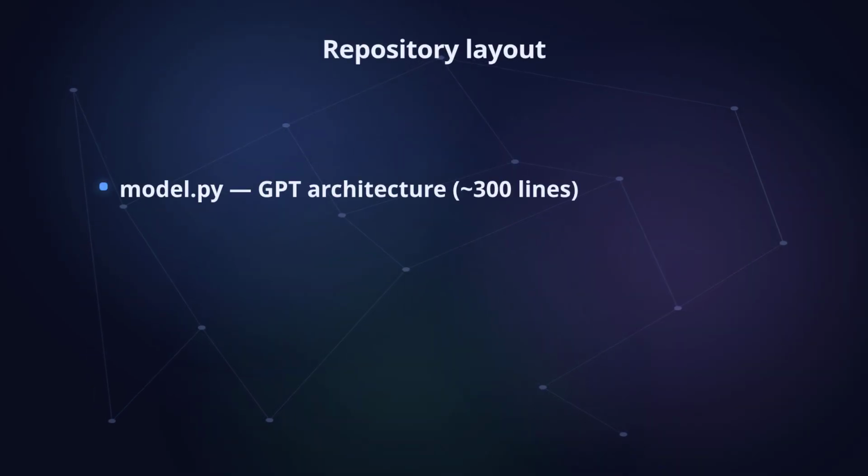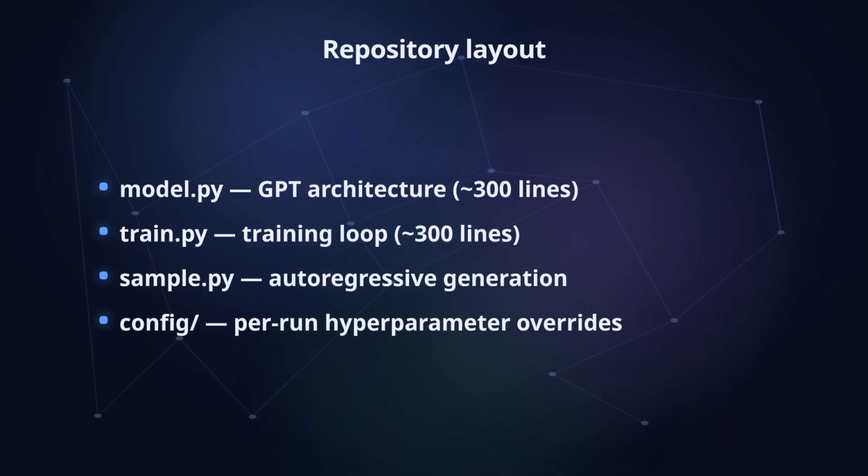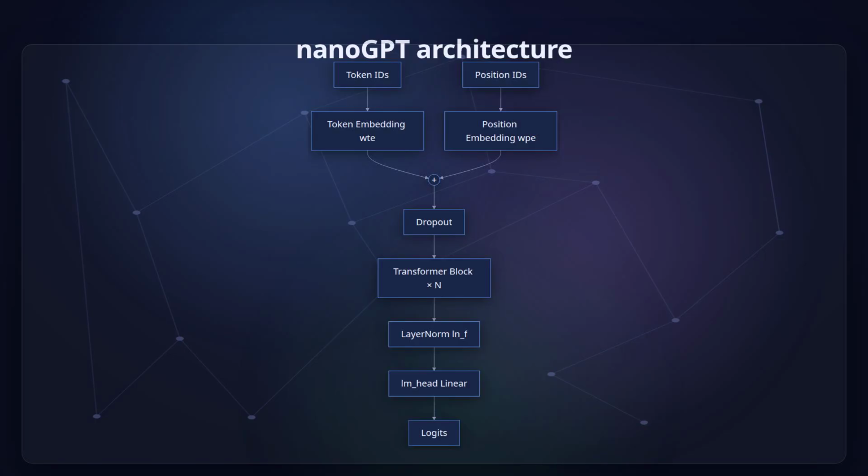The repo has 2 core files. model.py defines the full GPT architecture in about 300 lines. train.py is the training loop in another 300 lines. Everything else is helpers. At the highest level, nanoGPT takes a sequence of token integers, passes them through an embedding layer and a stack of transformer blocks, then projects back to vocabulary logits.